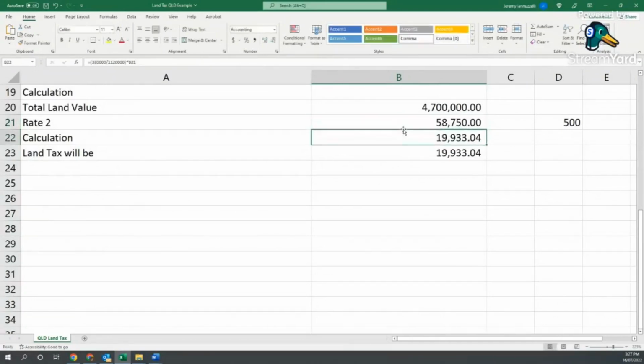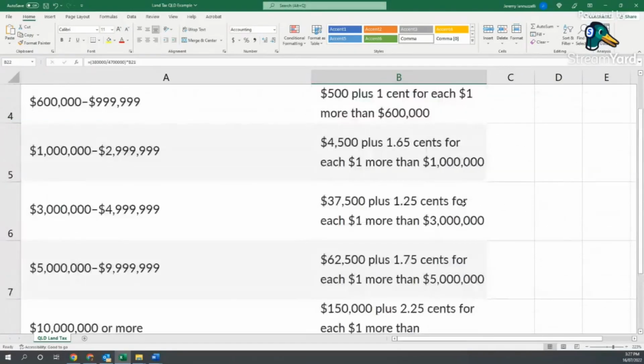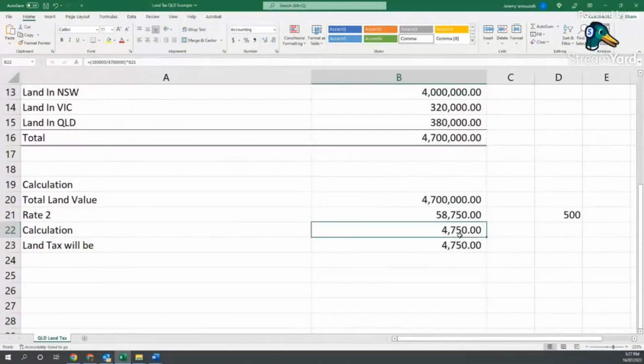All of a sudden, we have to pay $58,000 worth of land tax again. If all of our land was in Queensland, it's not. So we get to prorata that. Now that proratament is $380,000 divided by the 4.7 mil. So then all of a sudden, that particular amount of land tax that we're needing to pay on that $380,000 property has just come up to $4,750.